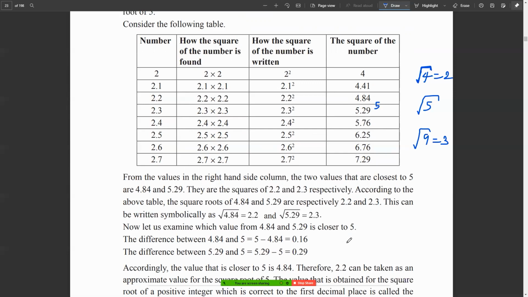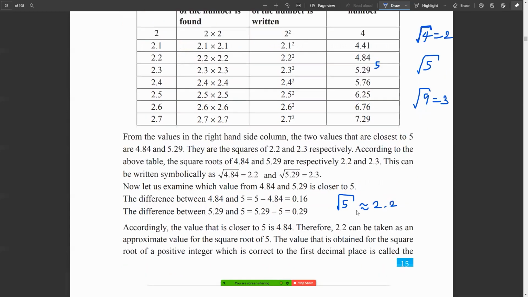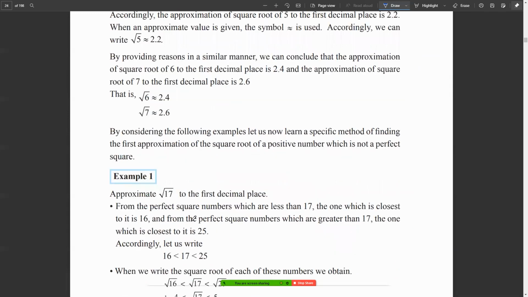In this case we write it like this. We do not write that 5's square root is equal to 2.2. We write that the square root of 5 is nearly equal to 2.2. This is the symbol that we use, nearly equals. So this is the basic theory of how you can go through an approximation method for a square root value. There are some examples you can go through.